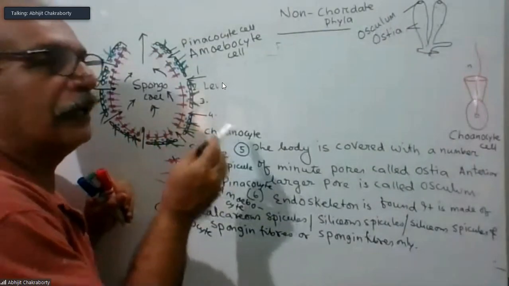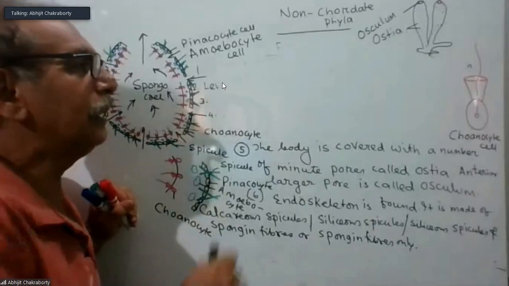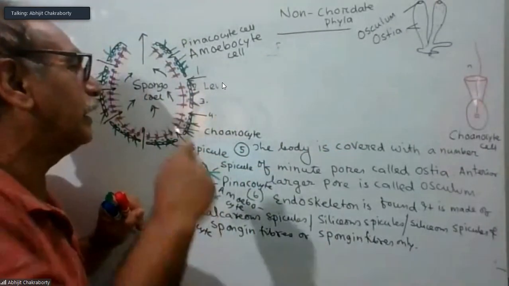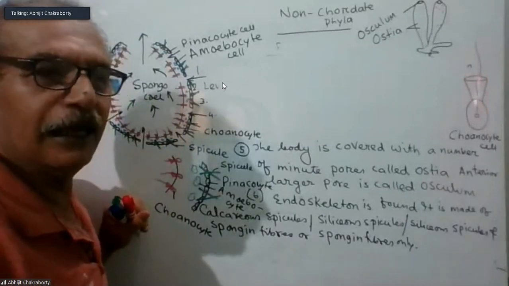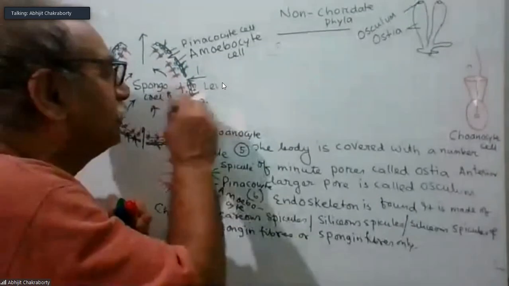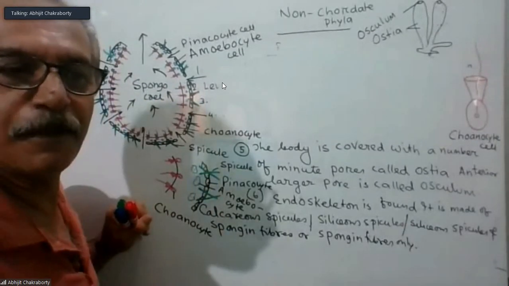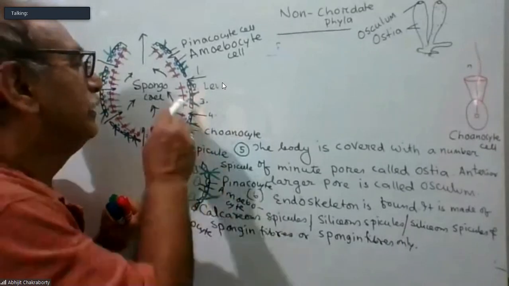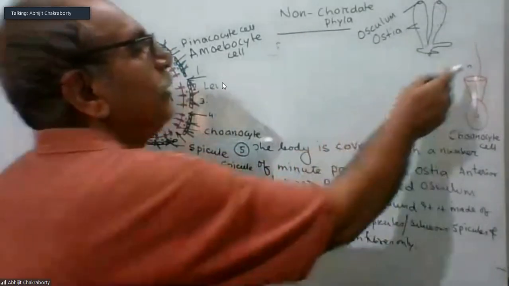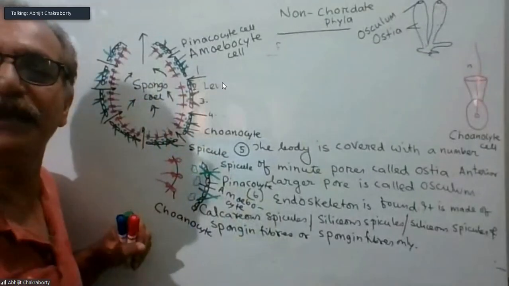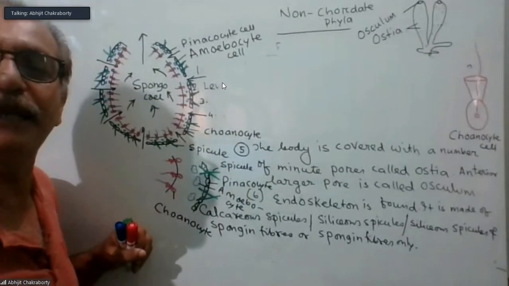Water enters through the ostia, then by beating their flagella they control water current inside, and in this way help in capturing food. These choanocyte cells, by beating their flagella, control water current here, and in this way help in capturing food.